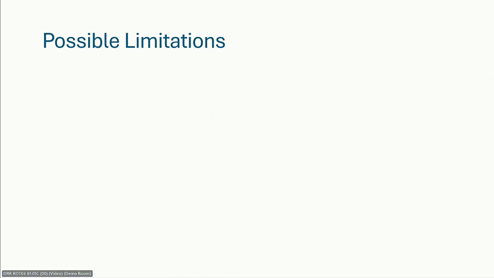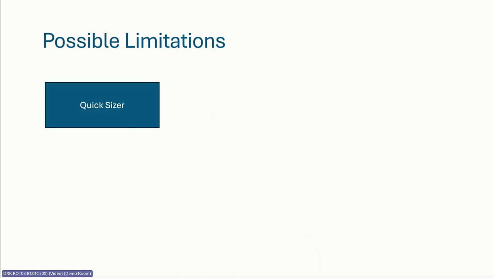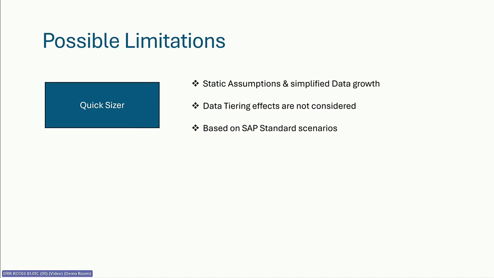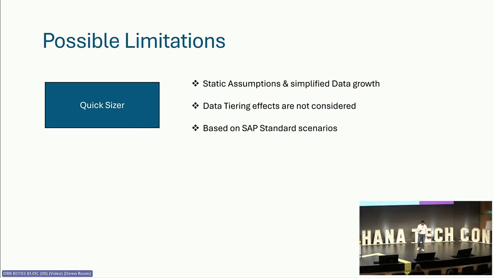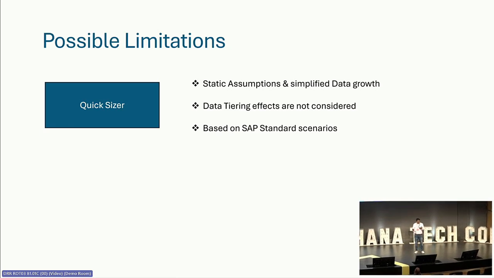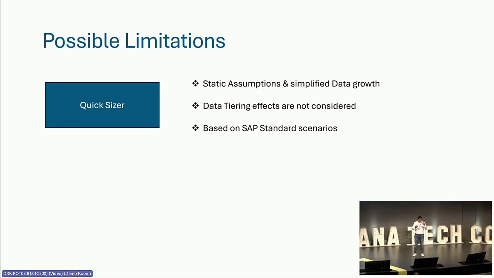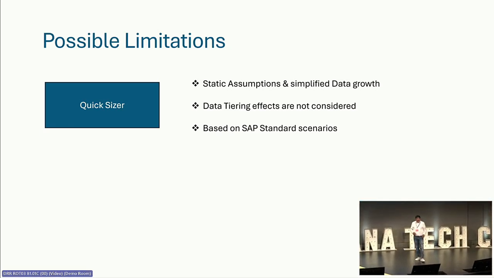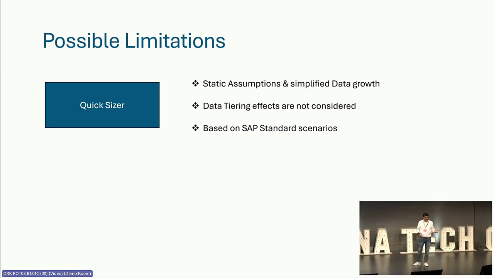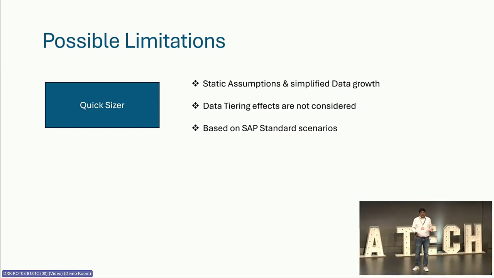Let's have a look at the possible limitations of the options we have. Let's talk about Quick Sizer. It's based on static assumptions, used in the very initial stages of the project, with simplified data growth estimations and absolutely no consideration of data tiering and other niche technologies that would allow us to reduce the memory. And it is based on some standard scenarios, relying on certain benchmarks that you might be aware of.